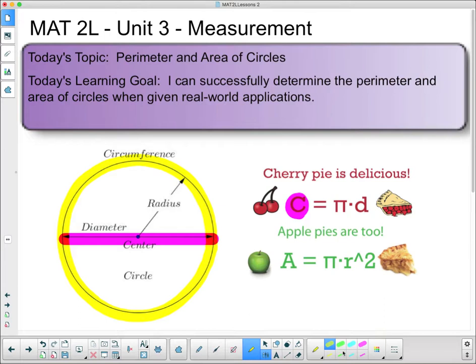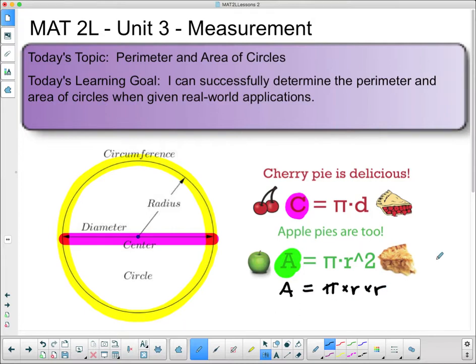Now the area of the circle, this here, apple pies are too. So we've got apple standing for area, pi, and pi again is a constant in here. It stands for 3.14, and I'll write that down in a minute. And then we need two r's. R to the exponent 2 actually means r times r. So we could also write this as pi times r times r. So apple pie r squared, two r's.